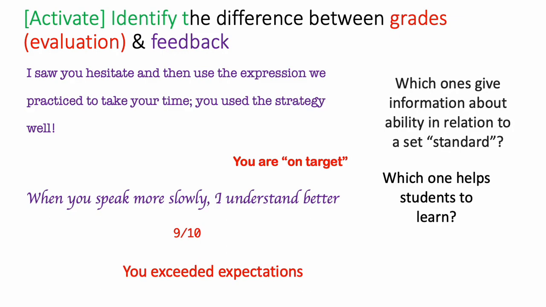All right, hopefully you were able to identify that the ones in red were talking a lot more about grades, evaluations, and that is information in relation to a set standard. And the ones in purple were feedback in relation to the students' progress and how they're managing to achieve their goal.